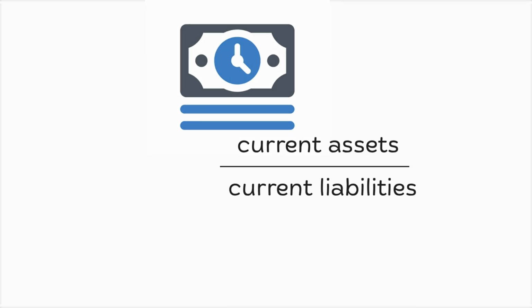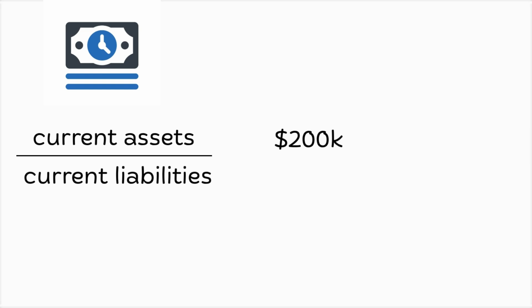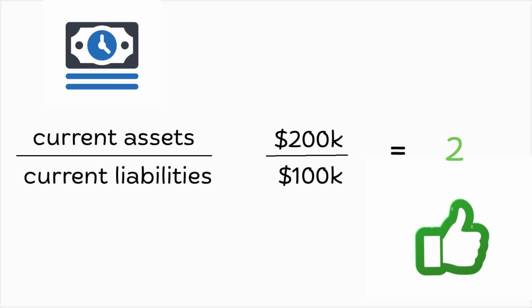25. Current ratio. Tells if you can pay your short-term debts or not. The formula is current assets divided by current liabilities. So if you have $200,000 assets and $100,000 liabilities, then the ratio equals 2. And that is a good sign.